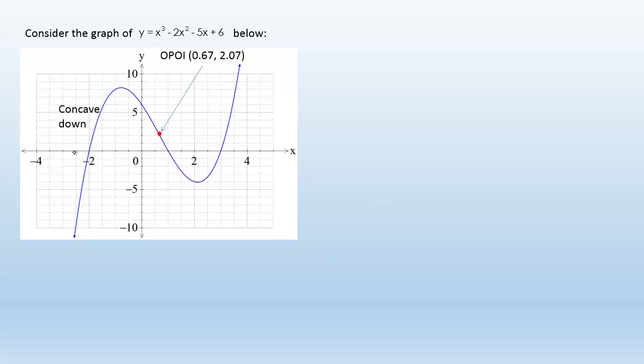The curve is concave down from negative infinity, essentially, through to the oblique point of inflection. The curve is concave up from the oblique point of inflection through to, essentially, infinity. So this section of the curve just here, around to the oblique point of inflection, that's concave down, and from the oblique point of inflection onwards, that's concave up.